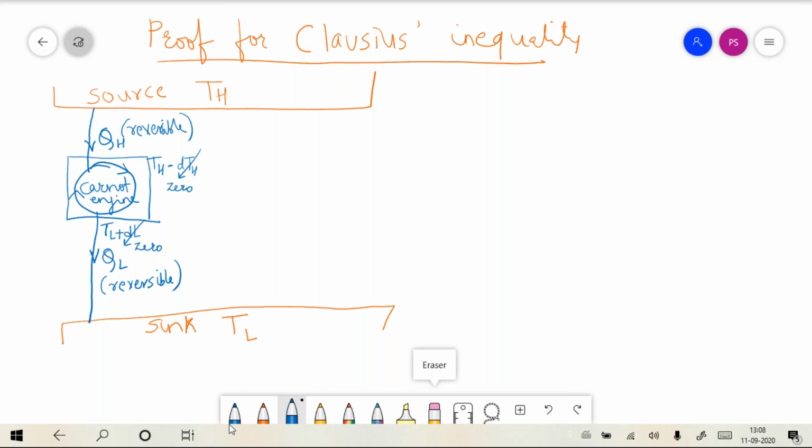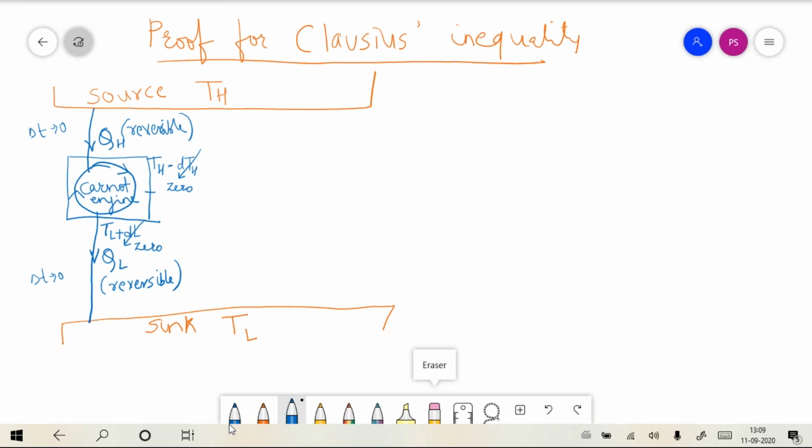Moreover, this is called external reversibility. What we are talking about is external reversibility. This Carnot engine is externally reversible in the sense that the delta T between this is almost zero, and the delta T between this is also almost zero. This is the meaning of external reversibility.